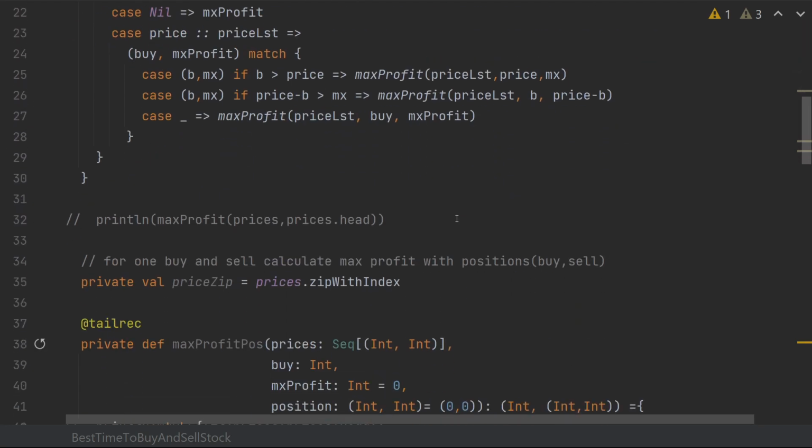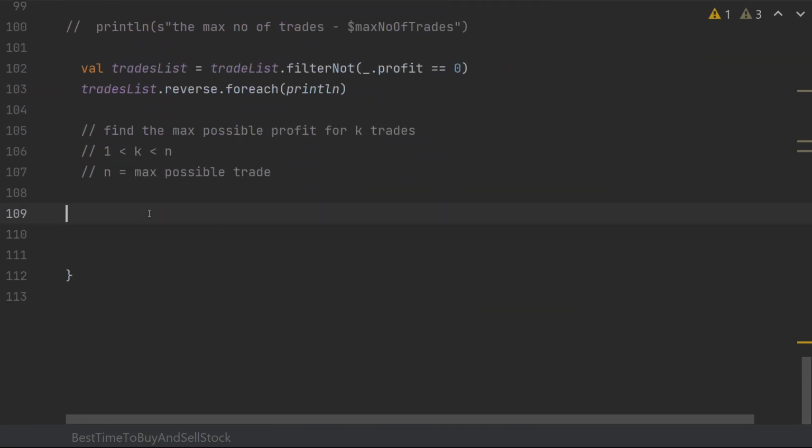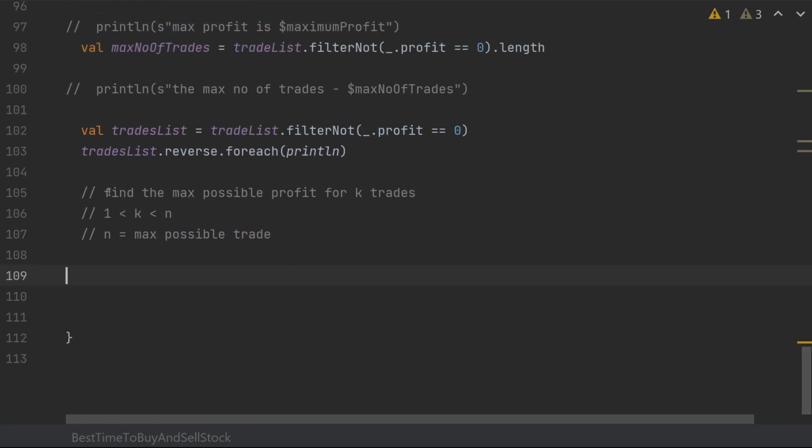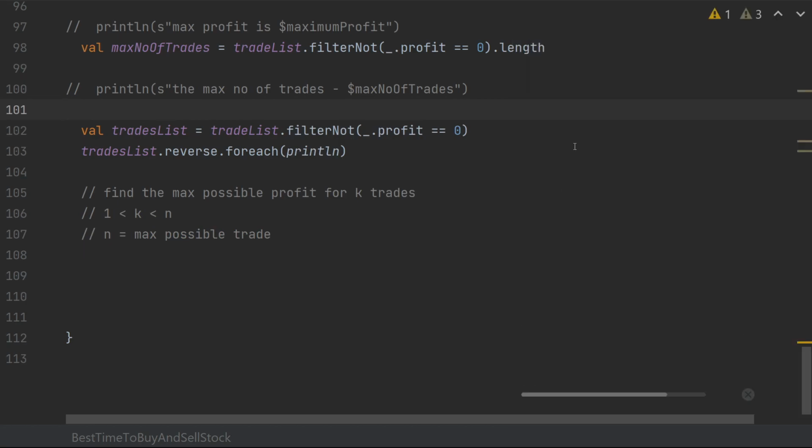Alright, so now in this video we are going to address a new question, that is, find the max possible profit for K trades, where the number of trades will range from 1 to n because there can't be more trades than the max possible trades available. Alright, so let's take a look at what we had achieved till now.